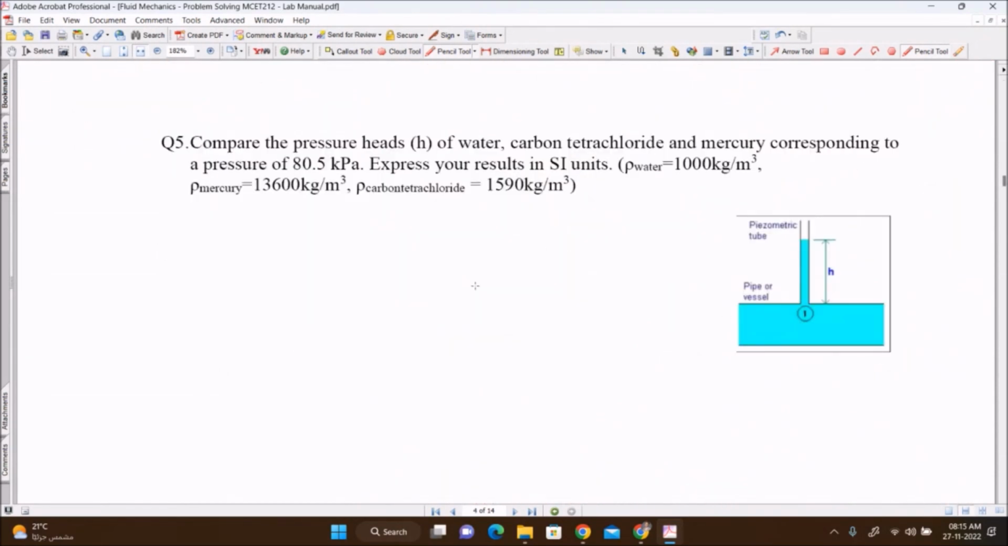The next experiment is pressure measurement. There are 3-4 instruments used for pressure measurement. First, the basic instrument is a barometer, which is used to measure atmospheric pressure. It is like a tube. Depending on the density, the fluid will rise, and that rise is the pressure head.